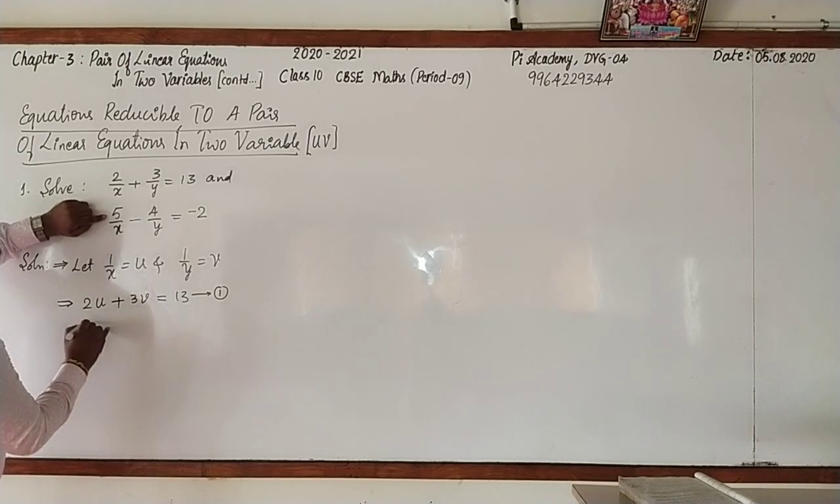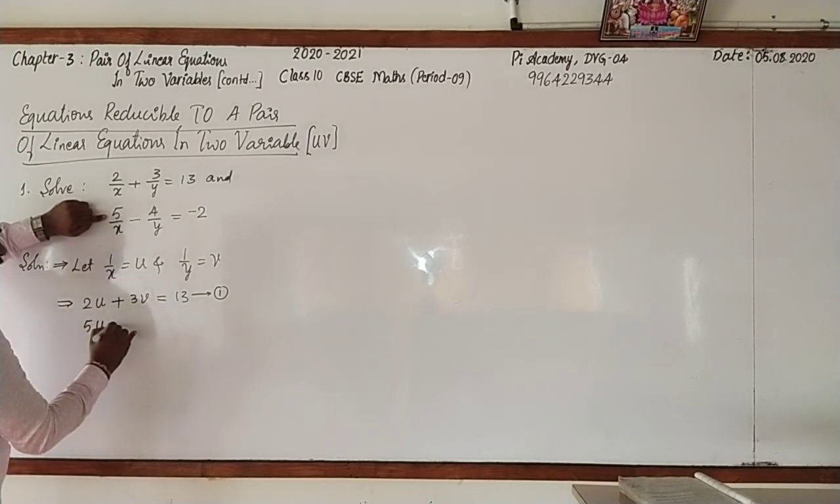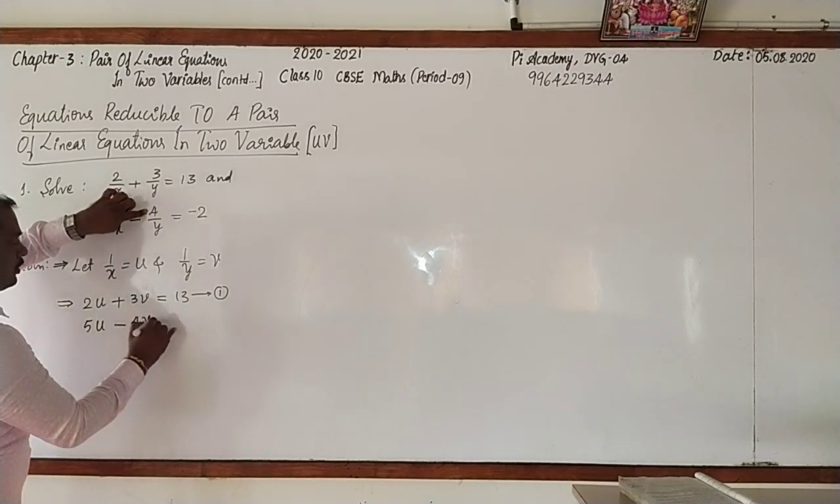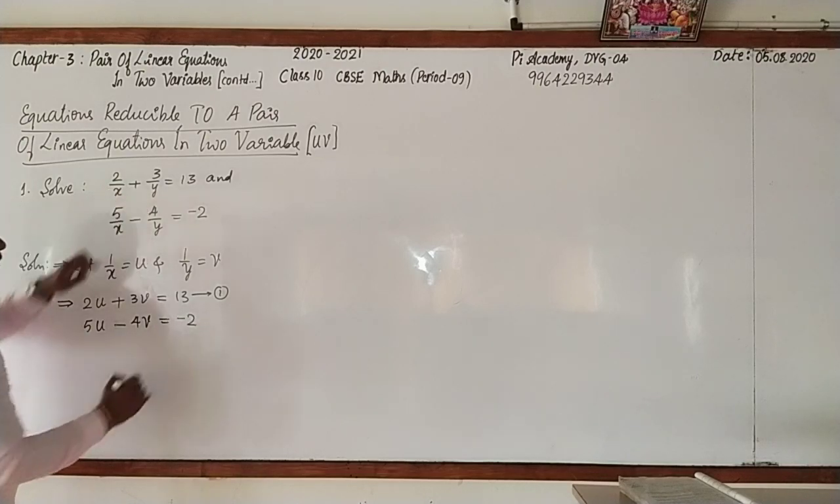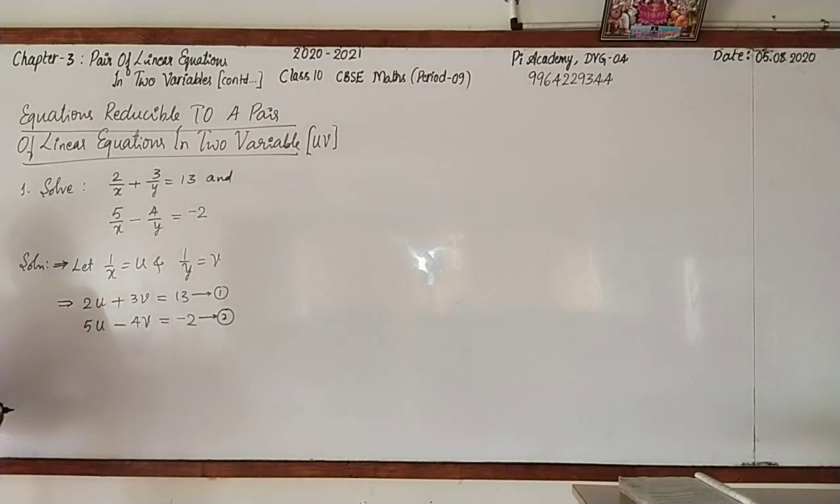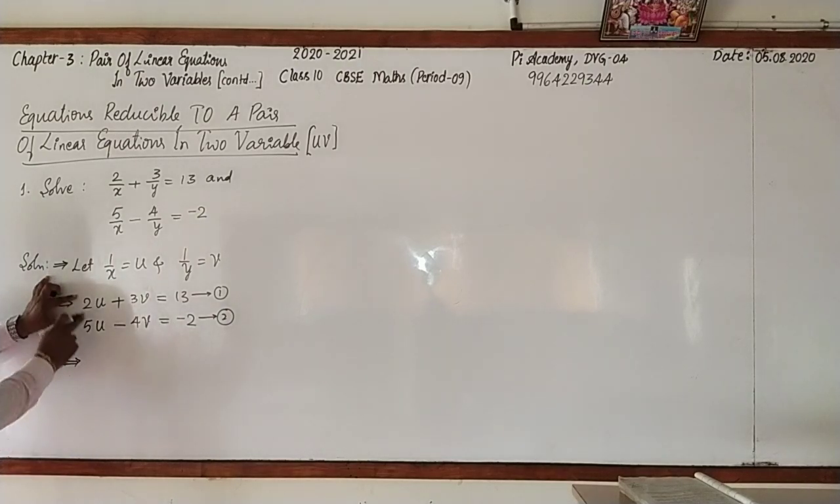Similarly, 5 by x as 5 into 1 by x. 1 by x is nothing but u. Minus 4 into 1 by y, 4v. It is equal to minus 2. You may call this as equation 2. Now you can go for solving u and v. By which method? Go for elimination method only. It will be easier. Then to eliminate, you have to equalize either u or v.